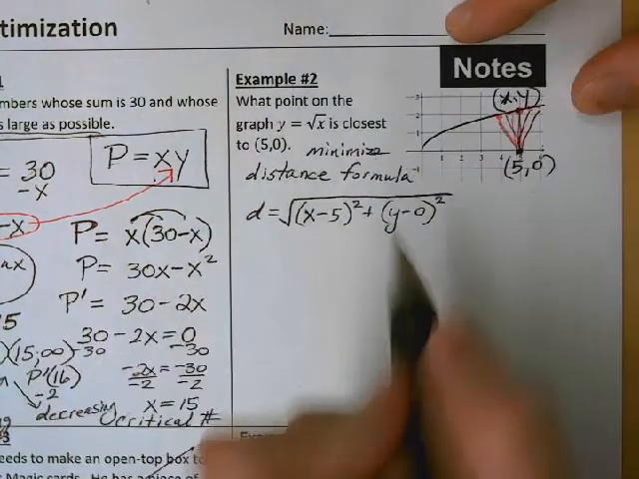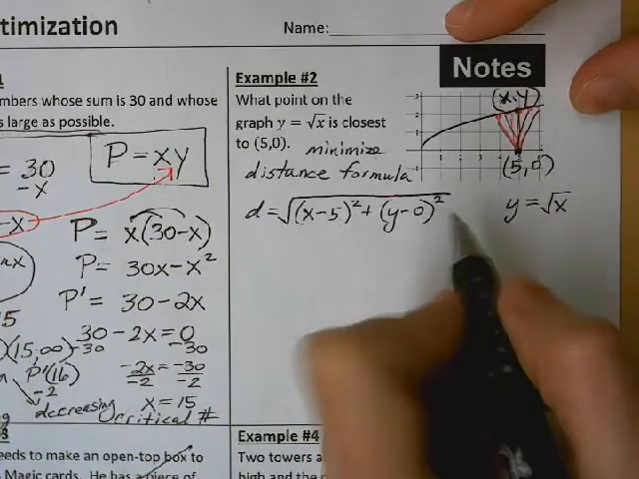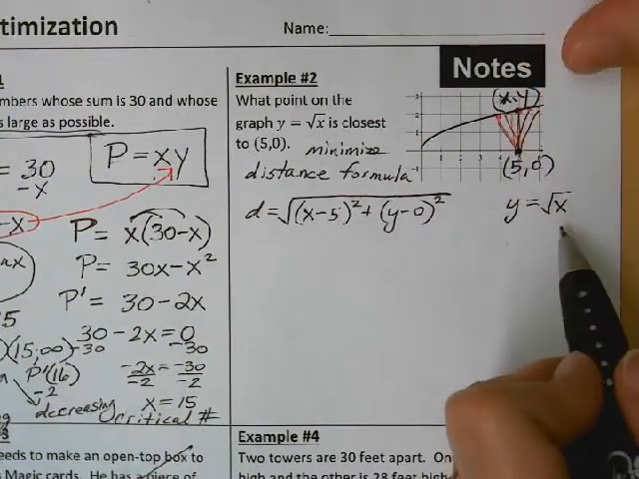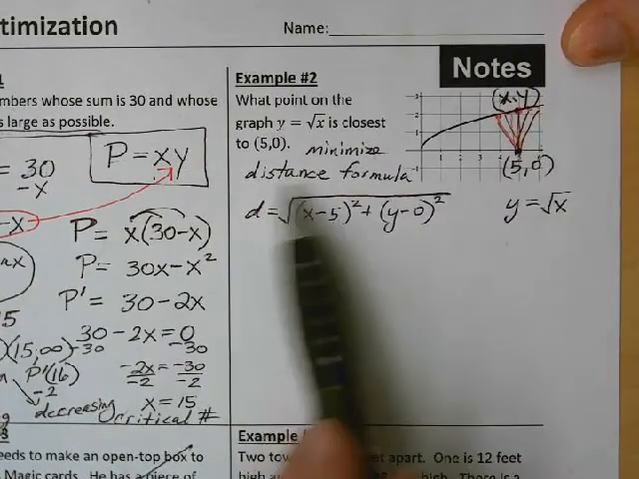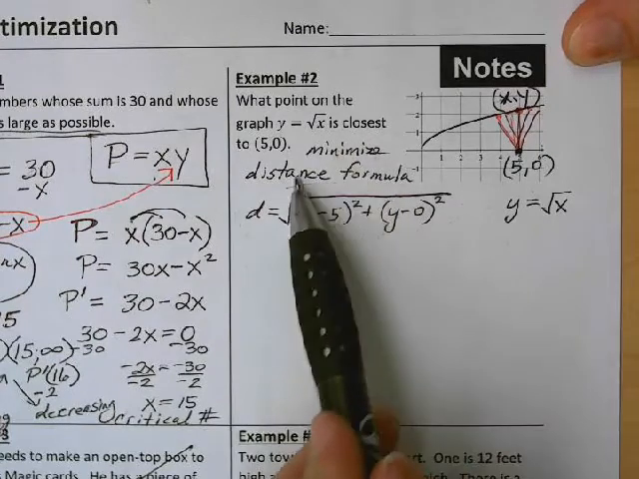And we had a secondary equation that said y equals square root of x. That's what they gave you, the graph equation. But the distance formula is the one we're working with the most because we want to figure out how we're going to get the minimum distance.